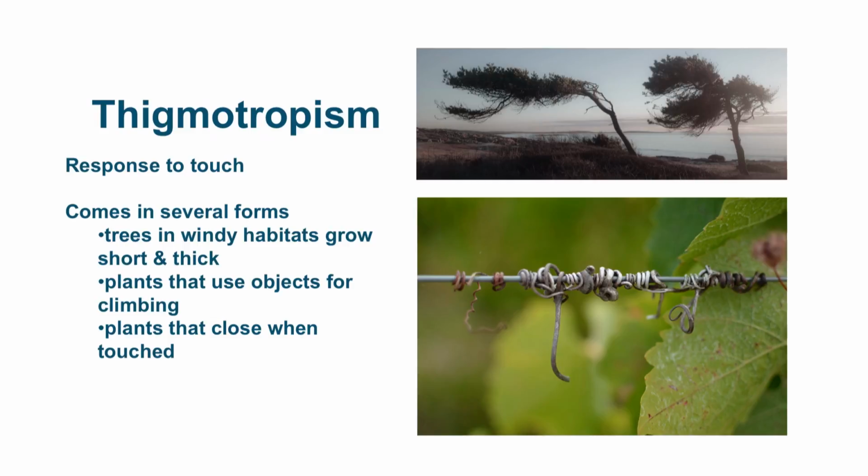And so another example is plants that use objects for climbing, such as vines, like you can see here. The plants are responding to the presence of this wire that they're growing on by wrapping themselves around it. Some species of plants also close when you touch them, and that's a response to your touch as well. So that's another example of thigmotropism.